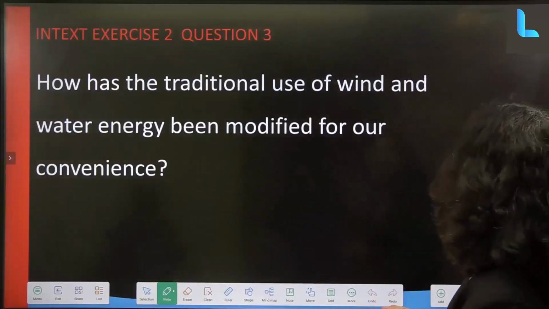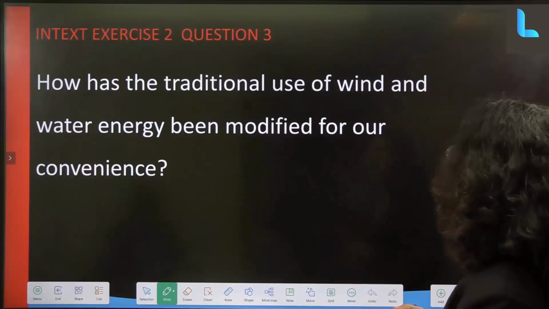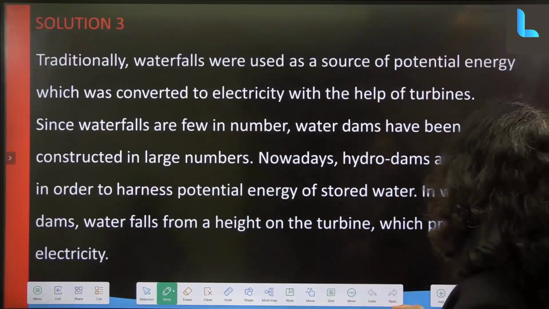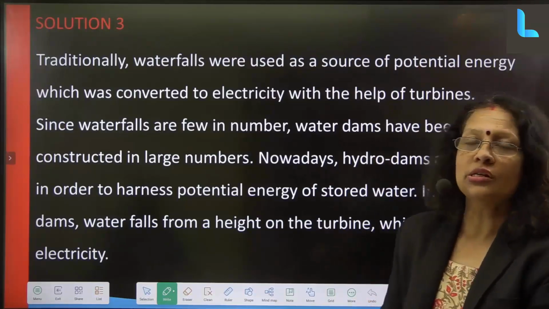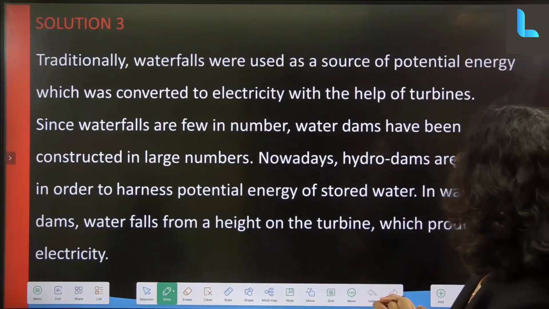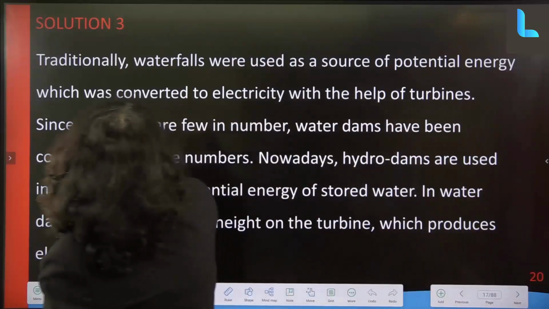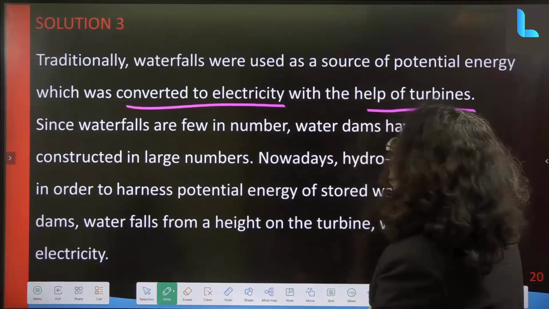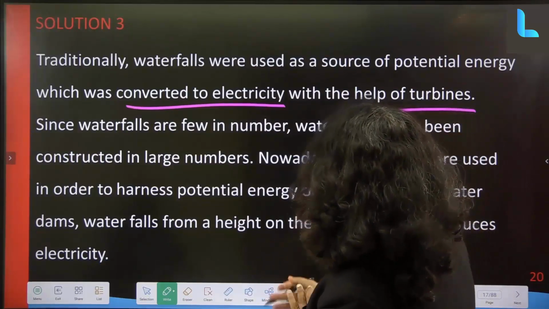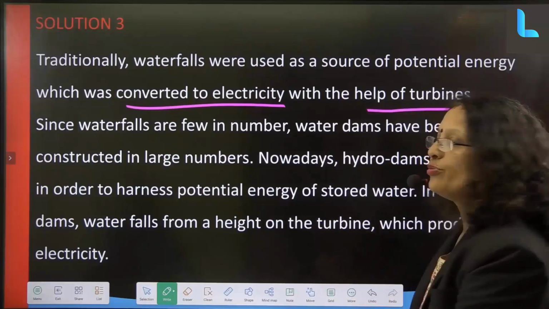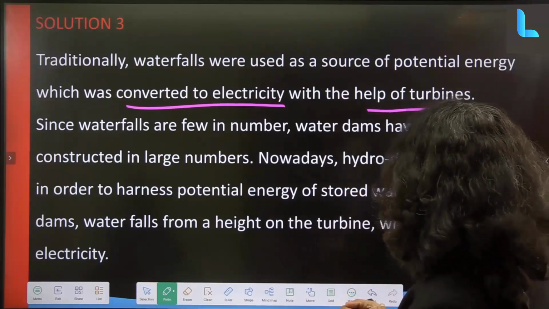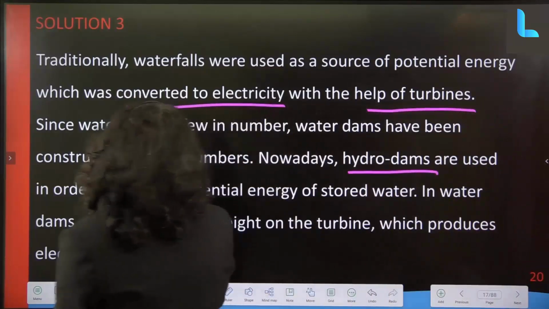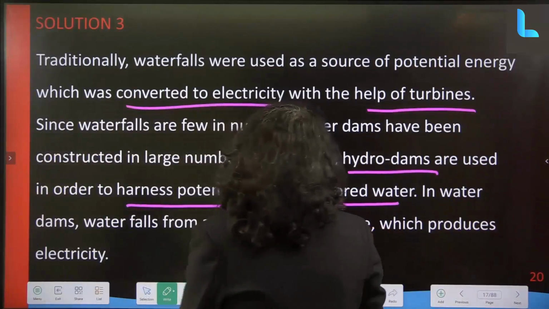Now, how has the traditional use of wind and water energy been modified for our convenience? Traditionally, waterfalls were used as a source of potential energy, which was converted to electricity with the help of turbines. Since waterfalls are few in number, water dams have been constructed in large numbers. Nowadays, hydro dams are used to harness potential energy stored in water.